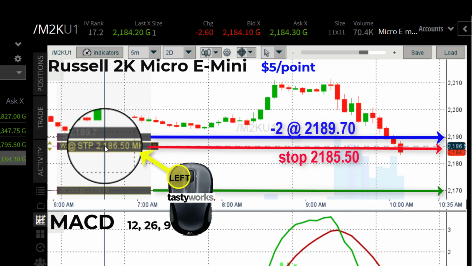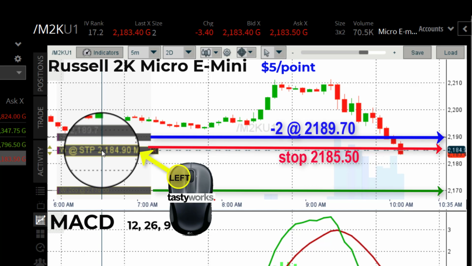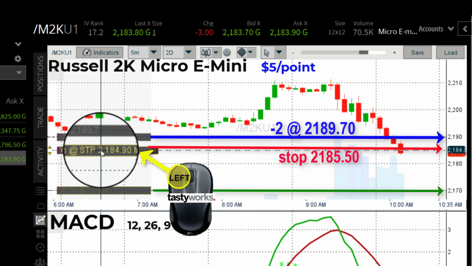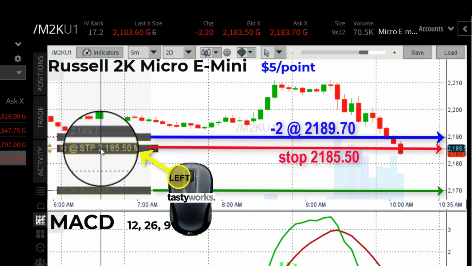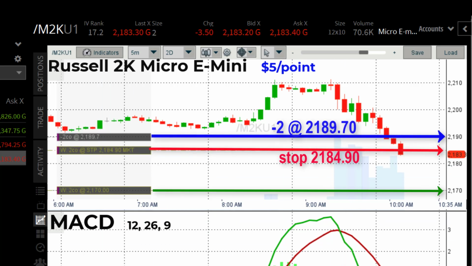This trade's slowing down, and it could be about to turn around on me, and I don't want to do all this work for nothing. I'm going to protect that money. So I put a stop in at 2184.90. 2184.90 is where this is going to land. And we'll see what happens with the trade here.